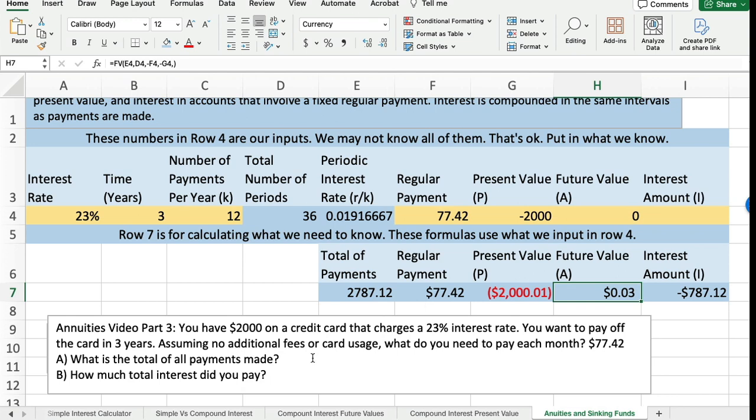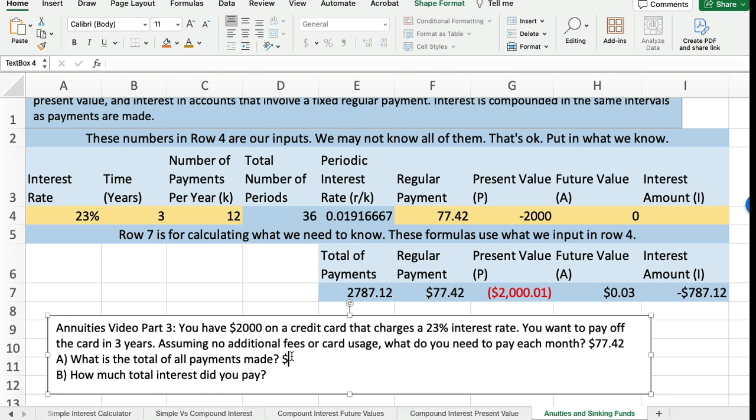And the total of all the payments, there it is. There's our F4 times D4. So we can answer that here. Even though we owed $2,000, we ended up paying $2,787.12 for whatever items those were that we had charged on the account.